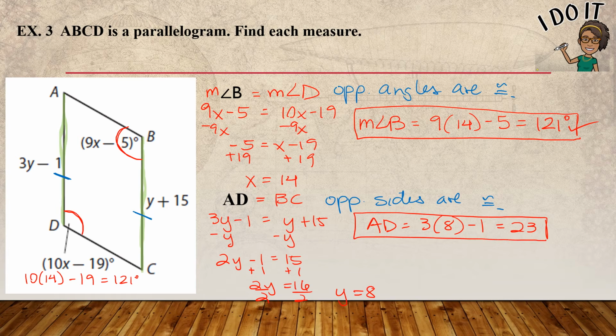And once again, we want to make sure that we're correct, so we can just take that 8, plug it in to the y for BC, and add that to the 15, and we get 23, so that's how we know our answer is correct.